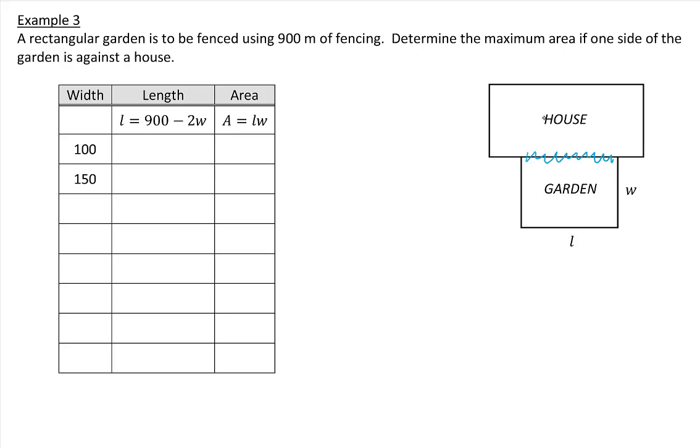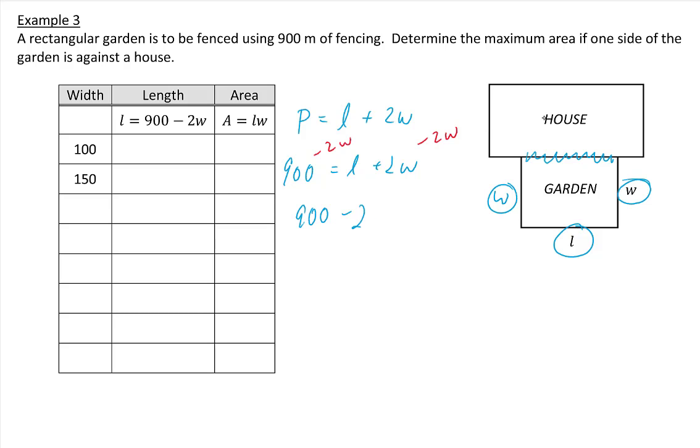I've already started with some numbers, so I said let's start with a width of 100. If we look at the perimeter for this question, the perimeter equals one length plus two widths. Here are our two widths, here's our one length. If I want to isolate for length, since I know the perimeter is 900, I'm going to minus 2 w's from both sides. And I end up with 900 minus 2w is equal to the length. So that's the formula I have up here. And remember, the area of a rectangle is length times width.